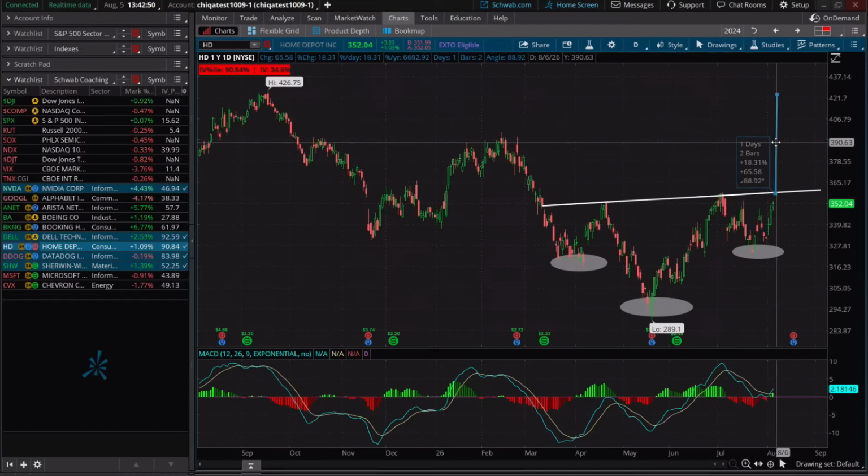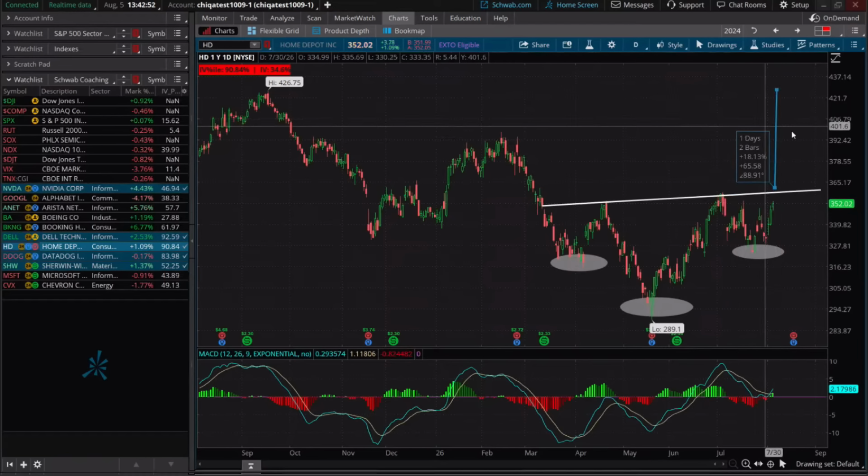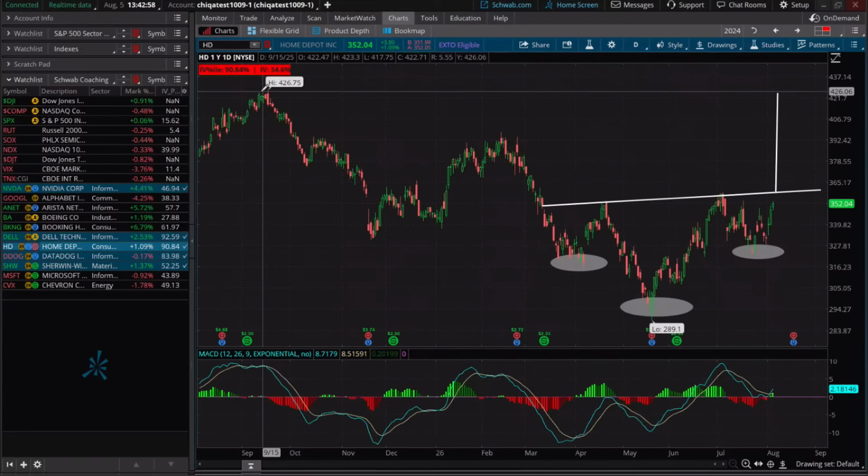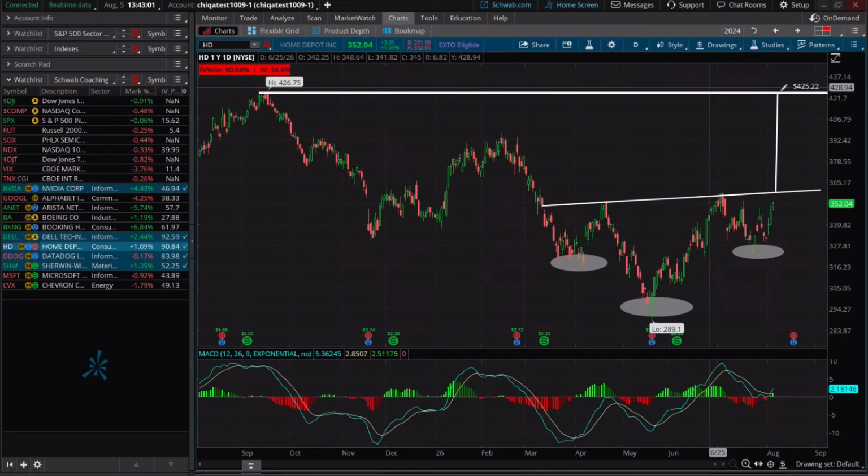But if we take that measured move of the depth of that pattern, you guys love when the math works out. Well, look at that. Right at that level of old resistance is where that measured move is. So that may be an opportunity for next week, you guys.